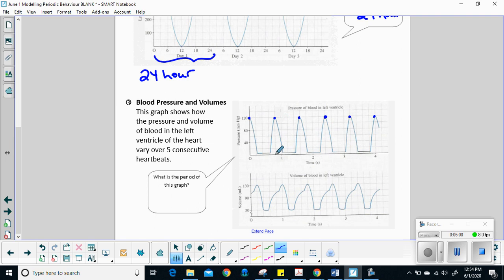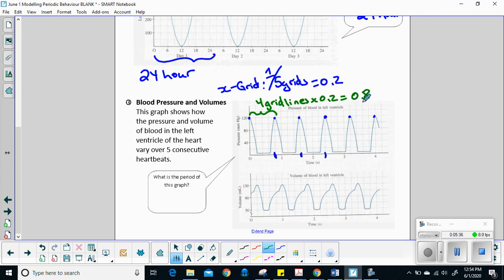It's not necessarily a nice, easy graph to read. Each repetition is happening that way. So we have to figure out what each of these grid lines represents. On the x-axis, I've got 5 grids, and 5 grids totals 1. So what's 1 divided by 5? Well, that's 0.2. And then I see each pattern goes over 4 grids. 4 grid lines times 0.2 each grid line, so my period is going to be 0.8 seconds.